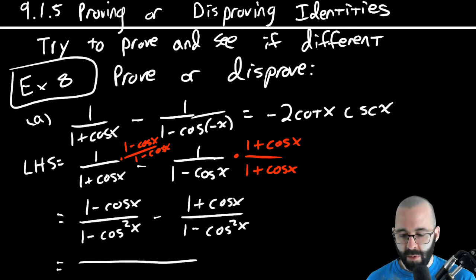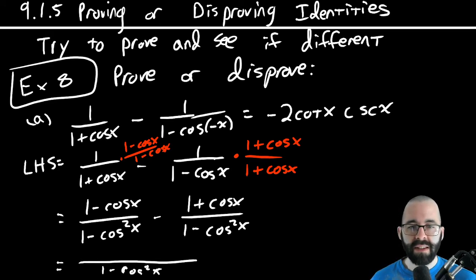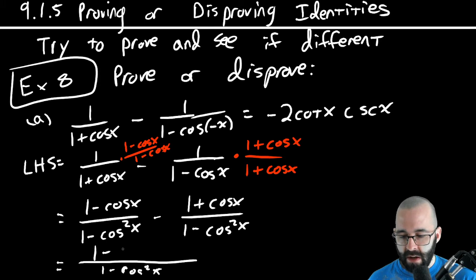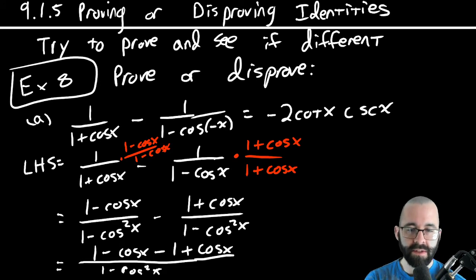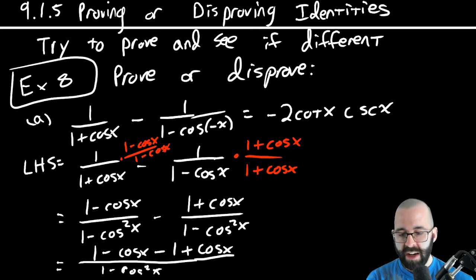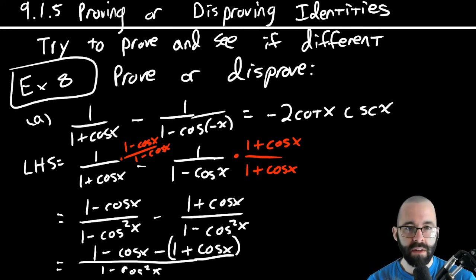I'm going to write the wrong answer in the numerator. I'm going to mess up my numerator, and I want you to try to find how I'm messing up the numerator. 1 minus cosine of x minus 1 plus cosine of x. What do you think I did wrong here? Pause the video if you need to, because I'm going to say the answer. I forgot my parentheses. We're subtracting this whole thing, so that negative gets distributed.